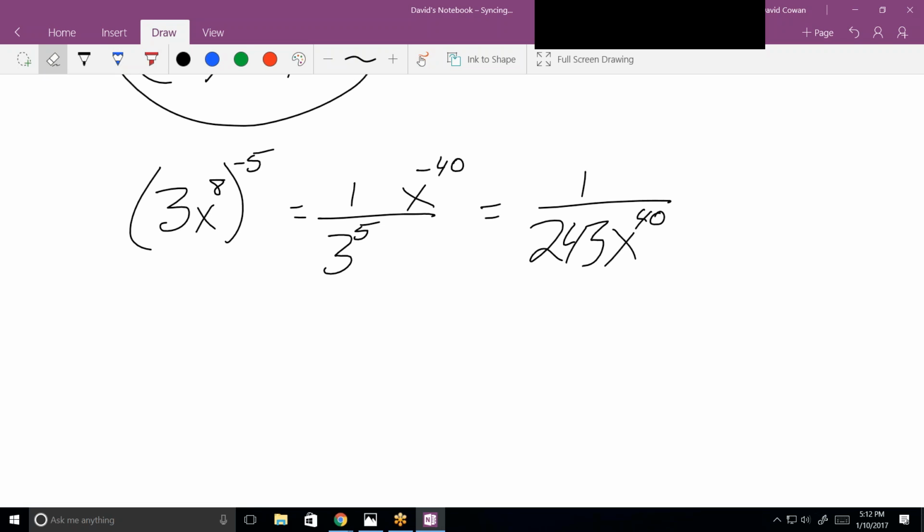Okay? In other words, whenever you have this double exponentiation, apply the exponent to each term. Apply it to your number first, apply it to the second variable. If there's another variable in there, apply it to that. In all cases, you're multiplying exponents.